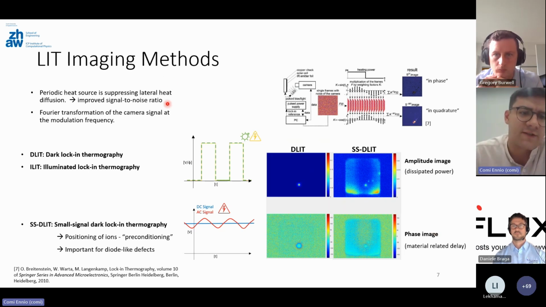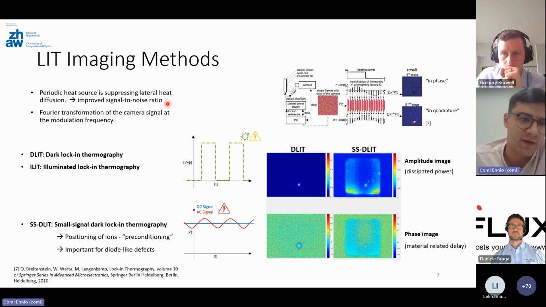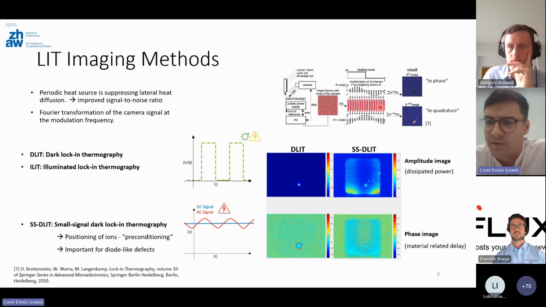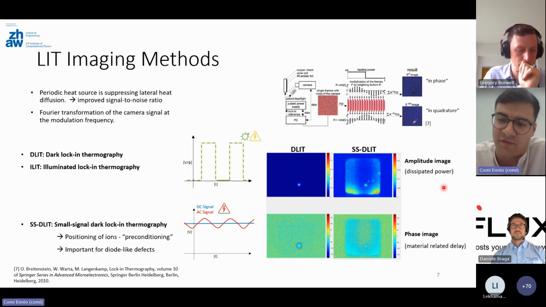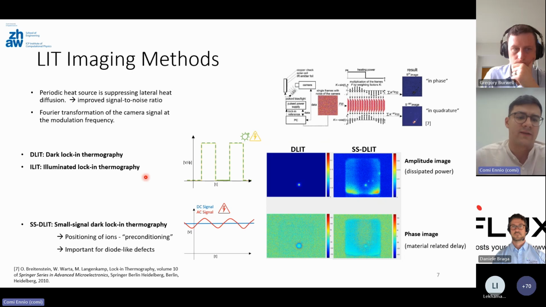And that high signal-to-noise ratio is achieved because the heating is induced periodically, and that suppresses lateral heat diffusion. The lock-in algorithm for the imaging technique uses a series of images that depends on the frame rate of the infrared camera. Then these images are Fourier transformed based on the modulation frequency. In our case, we're working with 1 Hertz. And from that Fourier transformed images, we get a real and an imaginary image that allows us to calculate an amplitude and a phase. And two very famous lock-in thermography methods are dark lock-in thermography and ELIT, illuminated lock-in thermography.